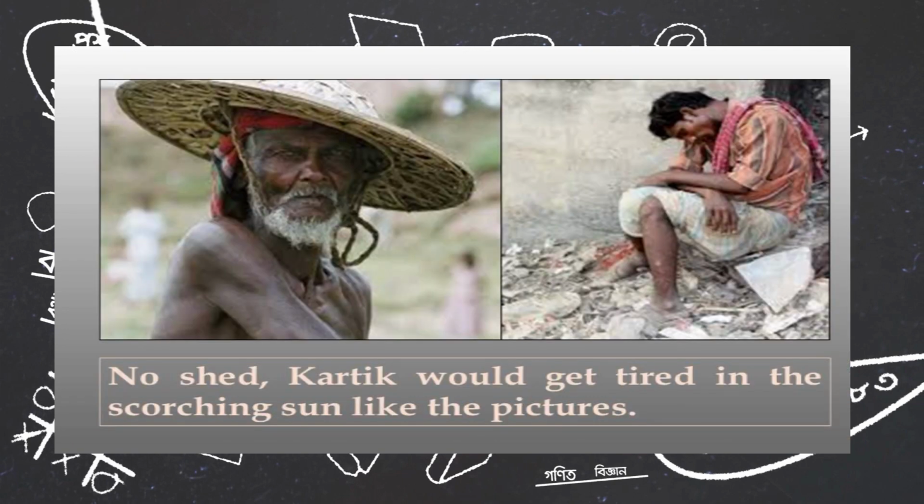In this picture, what can we see? There is no shade and no trees. The old man is very exhausted. Can you recognize the man? Yes, he is a farmer. After doing work in his land, he is exhausted. And another man, he is also exhausted and sitting on the ground. And there are no trees, so the man is tired from the sunshine. And after that, Kartik Pramanik decided that he will plant more trees in his village.